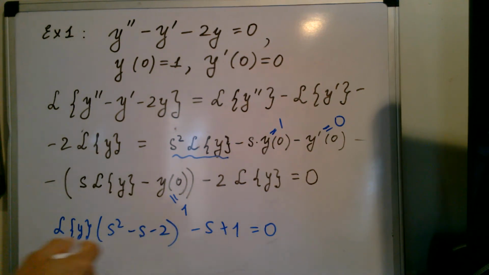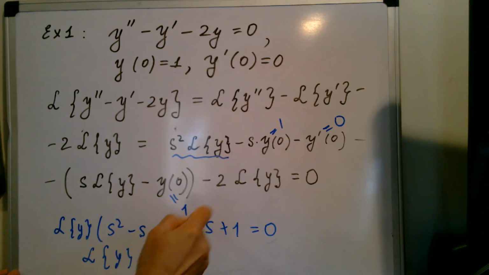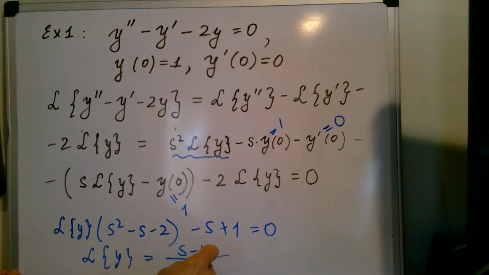Very nice. Now I'm going to separate the Laplace transform from the rest. Can you still see? Yeah, I think we can. I'll do one more line here. The Laplace transform of y equals s minus 1. I'm moving this to the right side, and I'm dividing by the coefficient of the Laplace transform, s squared minus s minus 2. I think that's the bottom we can see, right? Okay, very good. So you see the Laplace transform of my y is supposed to look like this.